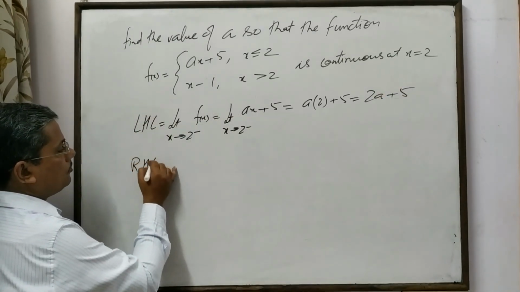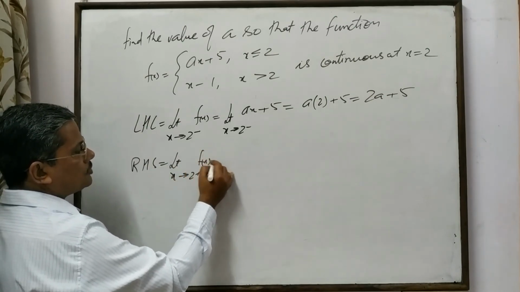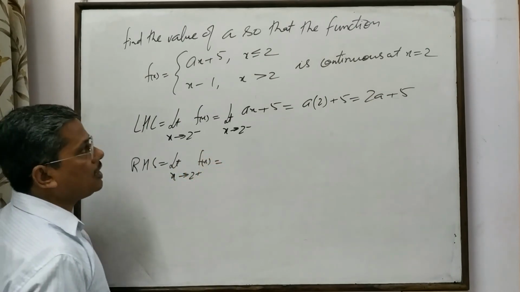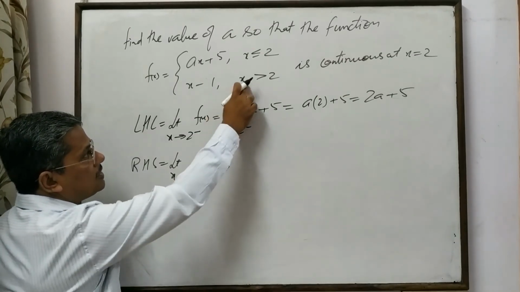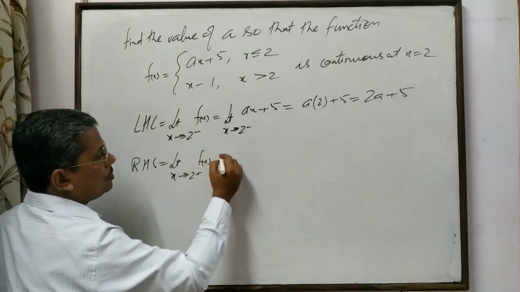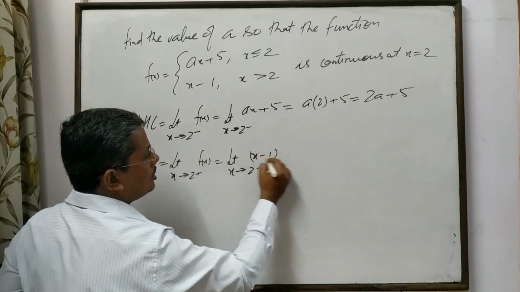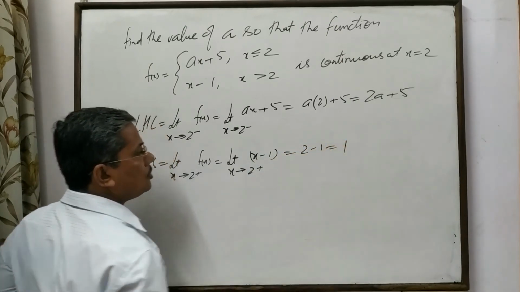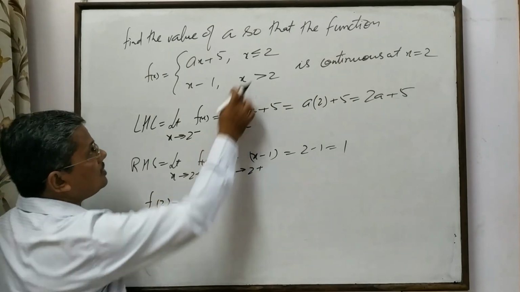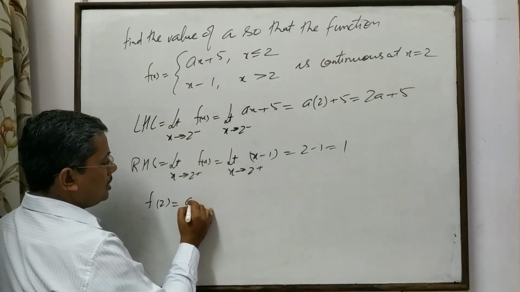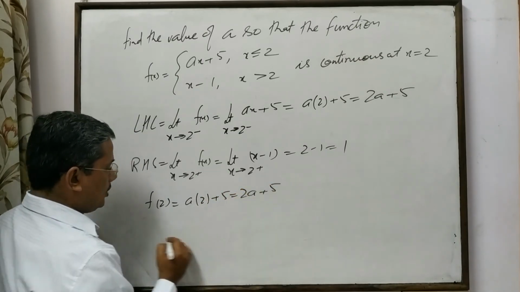And right hand limit, that is limit x tend to 2 positive f of x, 2 positive means 2 plus something. When x is 2 plus something, then x will be greater than 2. When x is greater than 2, function is x minus 1. So 2 minus 1 is equal to 1. And what about f of 2? When x is equal to 2, it is a into 2 plus 5, which is again 2a plus 5.